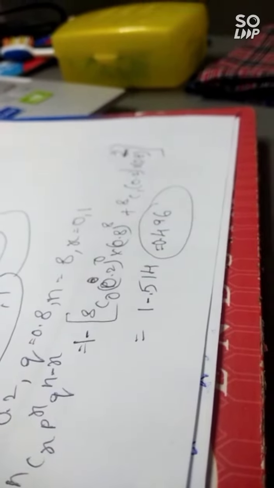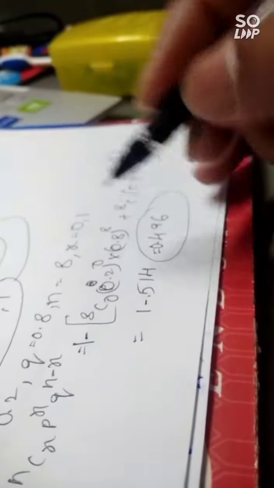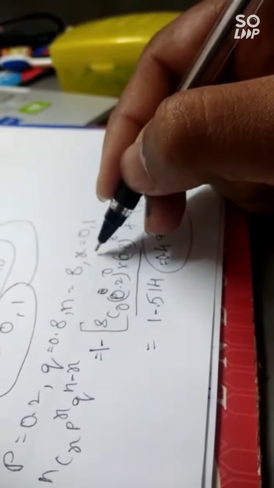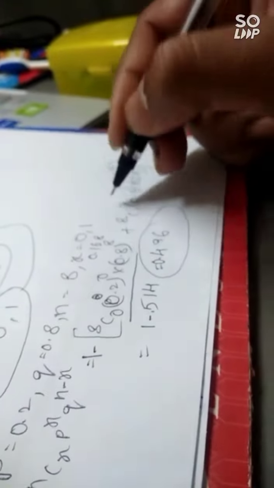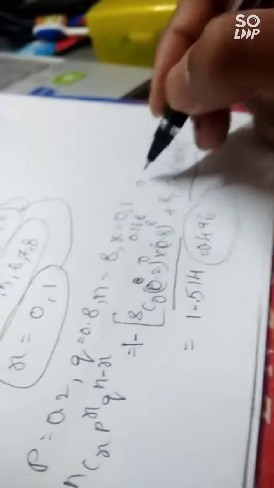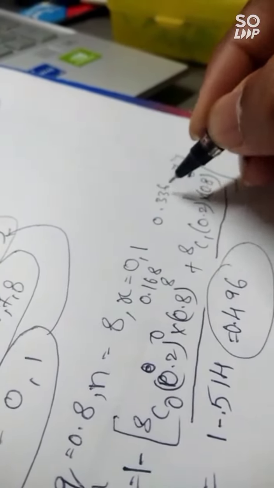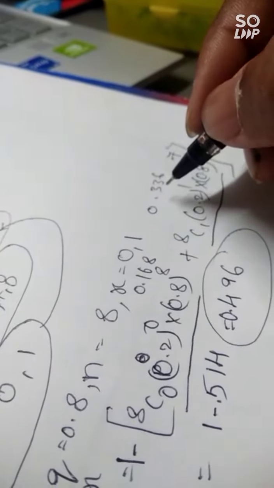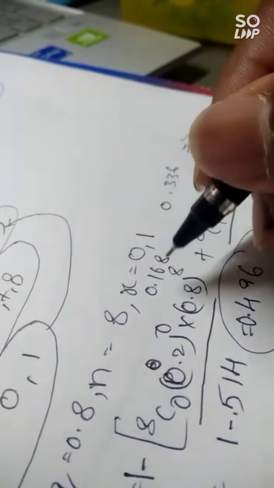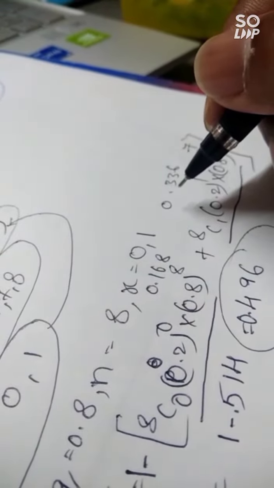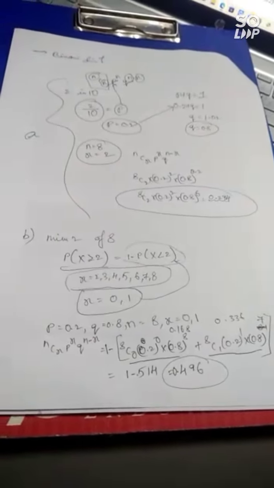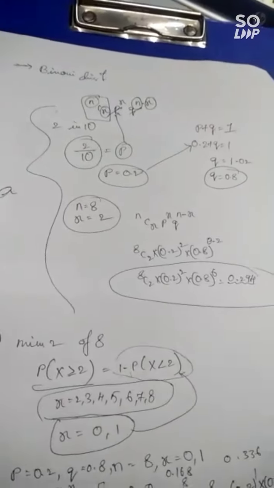So let's see whether we are having any confusions here or not. To say exactly, this value will be 0.168 and this value will be 0.336. When we add these both, it will be 0.34 and 5.14 exactly. So the whole thing which we have done for today is binomial distribution.